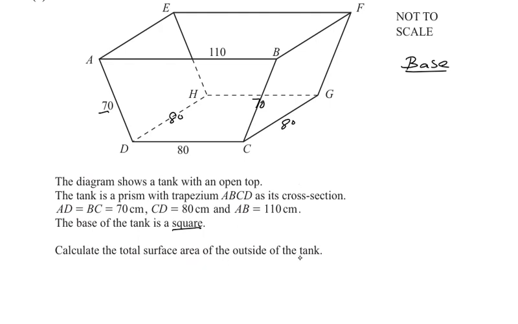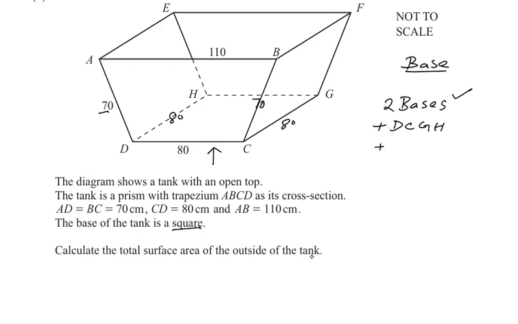Calculate the total surface area of the sides of the tank. Now, this total surface area actually consists of the surface area of the two bases plus the surface area of its floor, which is DCGH, plus the surface area of all the walls, which is CBFG, one wall, and then ADHE, the second wall. The front and rear walls have been covered in these two bases.